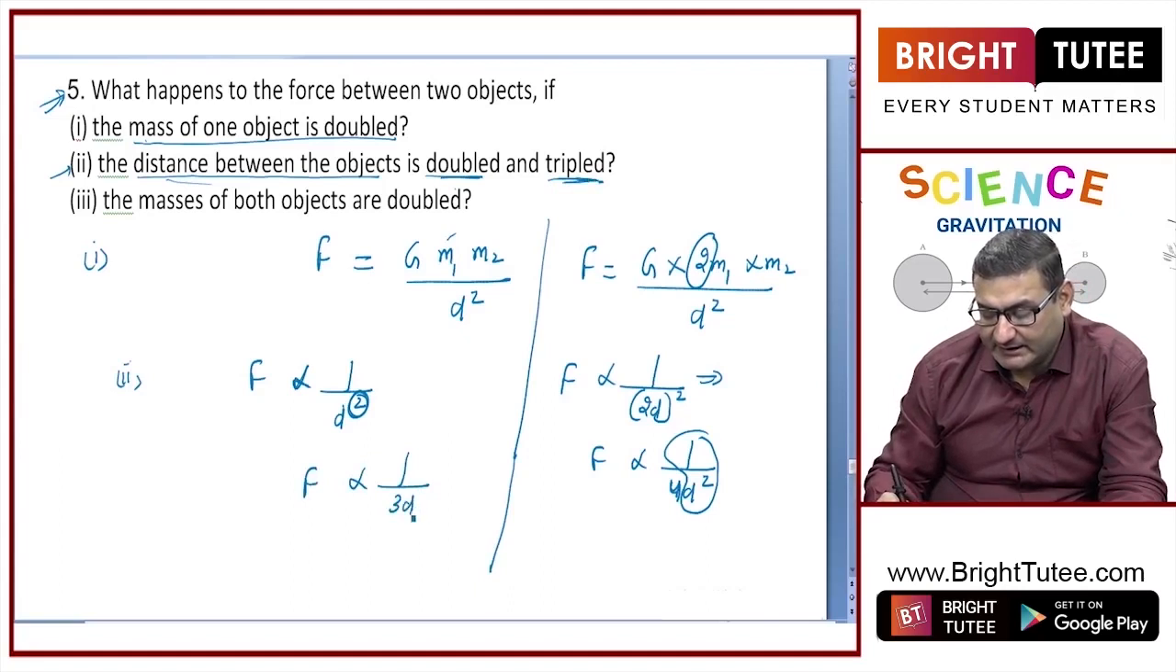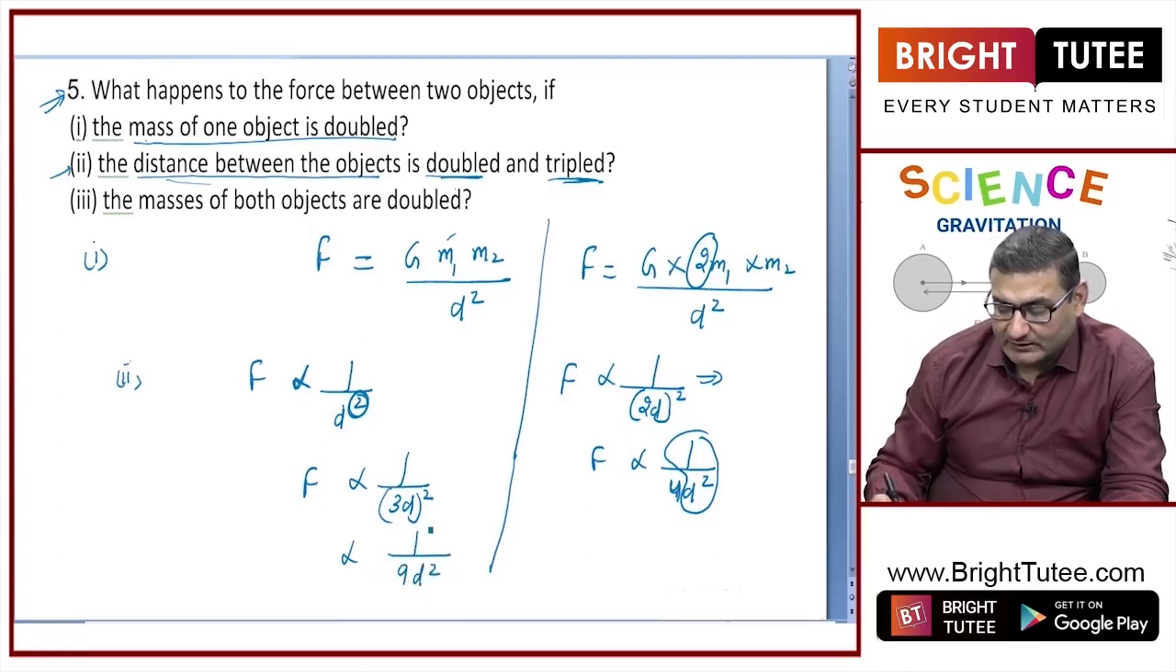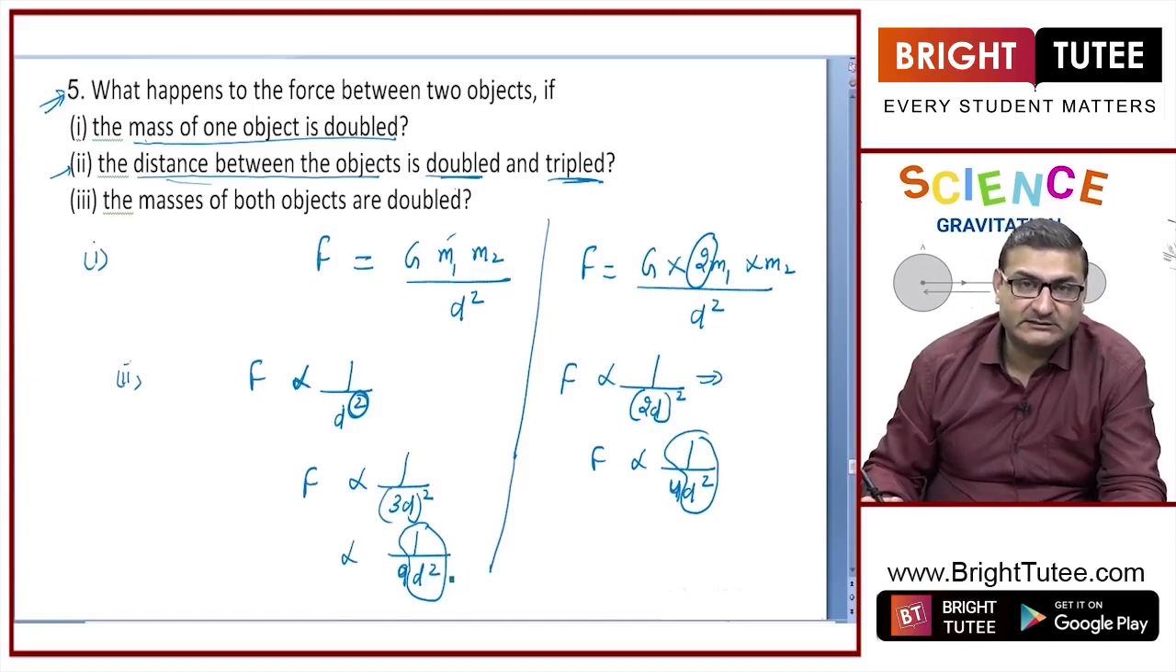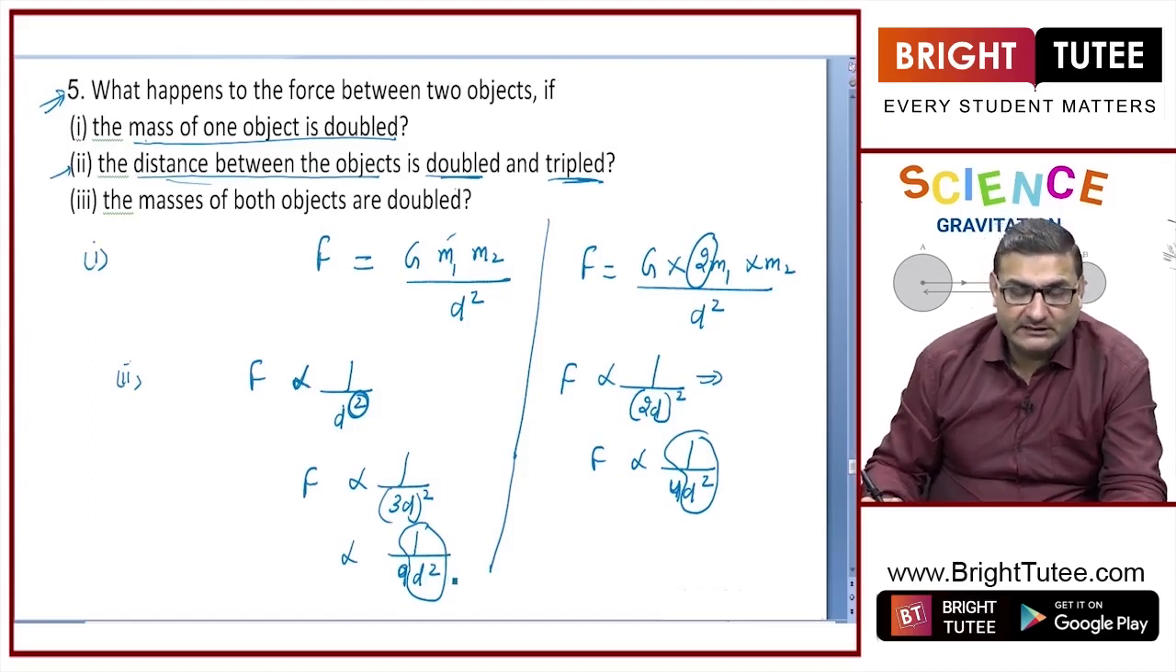Similarly, had it not been doubled but tripled, so rather than writing d, now I will write 3d, and by making it whole square, when I open it, I will get 1 upon 9d square. So, it was initially 1 upon d square, by making it triple, the force of attraction between them will become 1/9. The impact on force is calculated by the square of the change, clear.